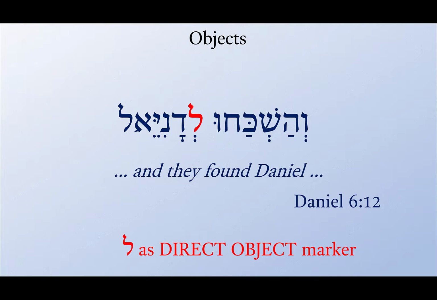But let's look at Daniel 6:12. And they found Daniel. The receiver of that finding action is Daniel. He is the direct object, not the indirect object, and the lamed marks Daniel. This is an infrequent phenomenon in Biblical Hebrew, but frequent in Biblical Aramaic. Lamed acting as a direct object marker. Now, a person could ask, how would one know the difference between lamed use as indirect object marker and direct object marker? And that, of course, would have to be discerned through contextual considerations.